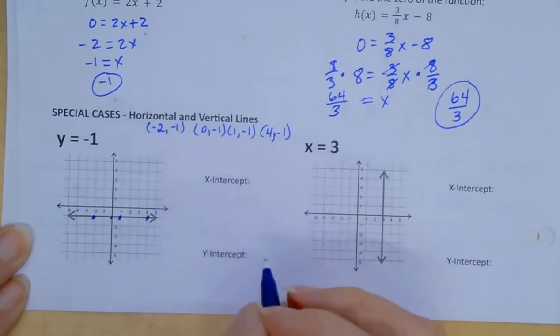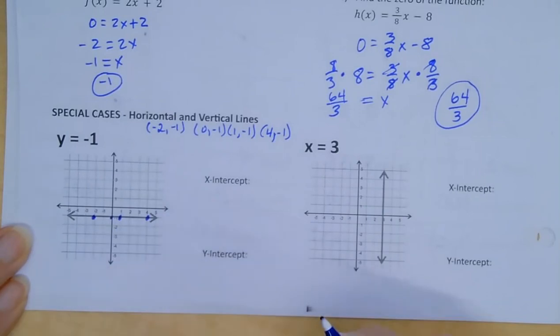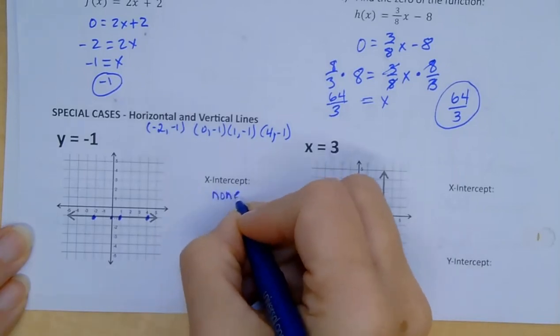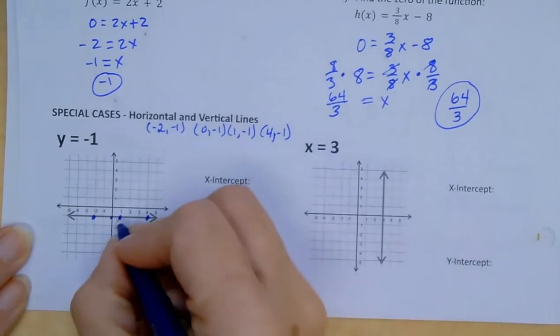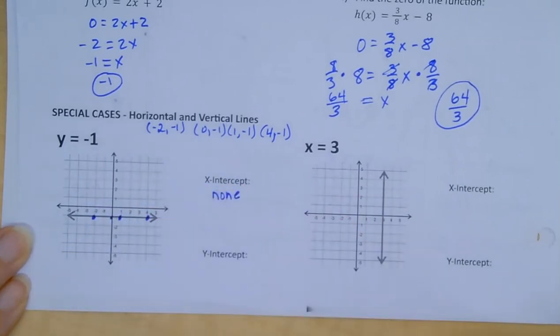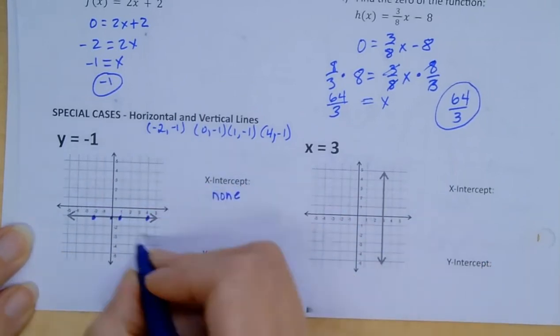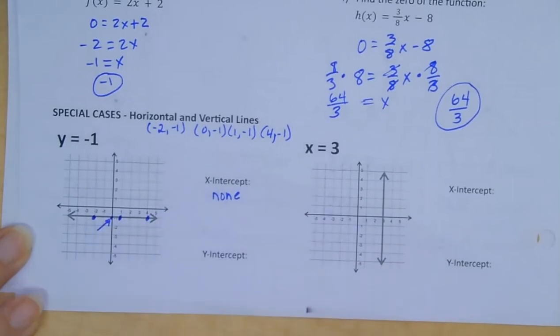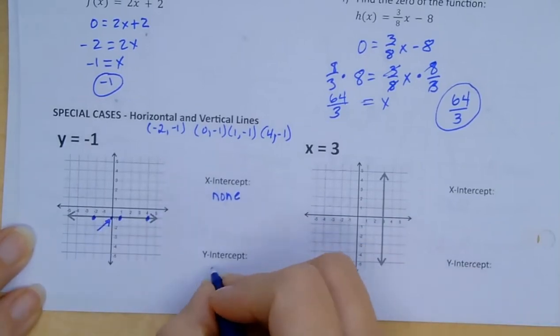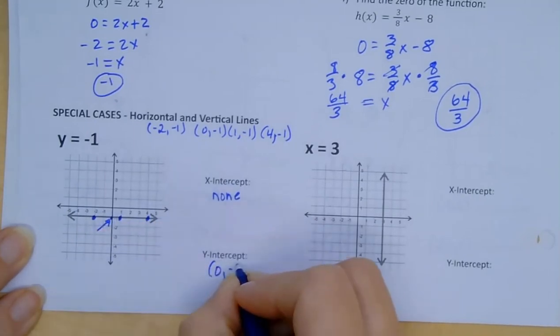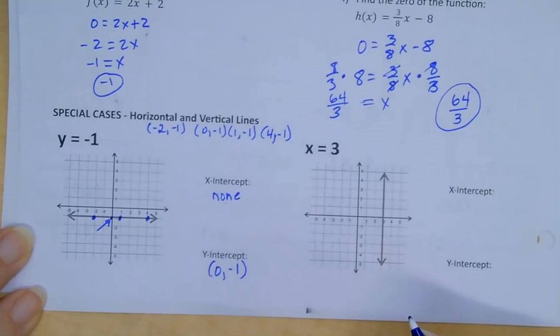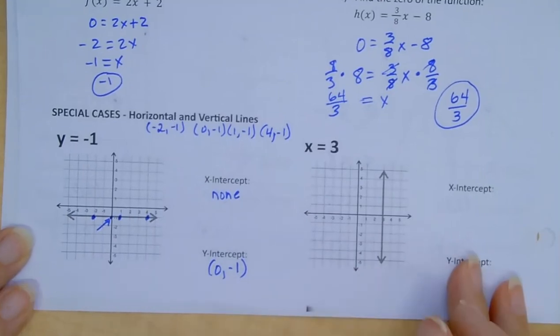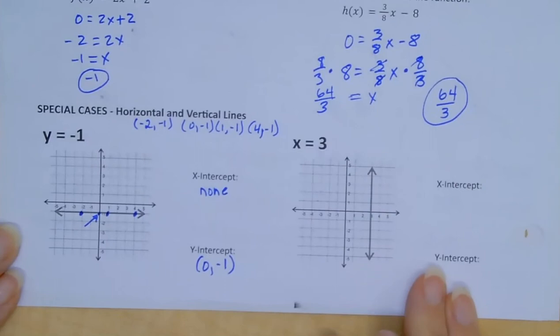So the x-intercept is going to be, again, where do I cross that x-axis? Well, I don't, so I'm going to say none. There is no x-intercept, right? It doesn't ever cross that x-axis. There is a y-intercept, though. I'm crossing the y-axis right there at -1. So my y-intercept is when x equals 0, y equals -1. Okay, and because it's an intercept, we're asking generally for ordered pairs.